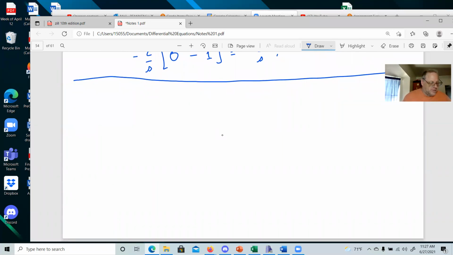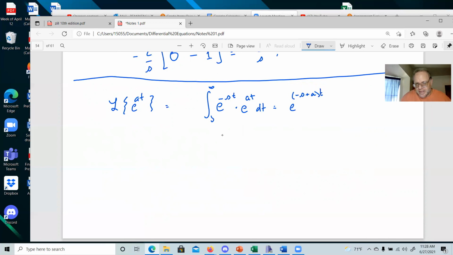All right, so let's see here. What if we try to take the Laplace transform of e to the at, an exponential function? Well, that is equal to the integral from 0 to infinity of e to the negative st times e to the at dt. So let's make this a little bit better. What happens for exponents? This is e to the negative s plus a, times t, dt.